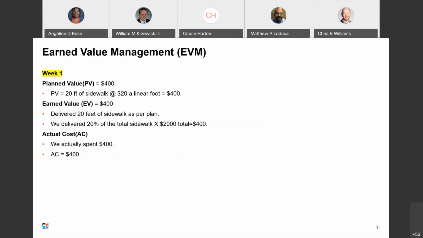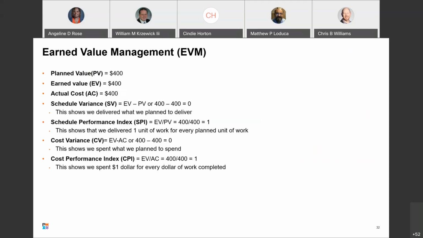Actual cost, how much did we actually spend? How much money did we spend? We spent $400 as planned. So we're right on target between planned value, earned value, and actual cost. All right, so again, planned value 400, earned value 400, actual cost 400. This is still week 1, so hang with me.